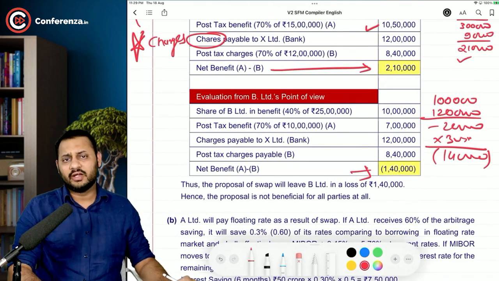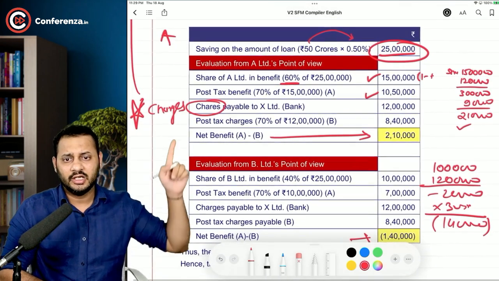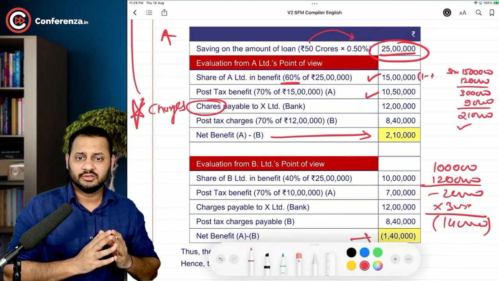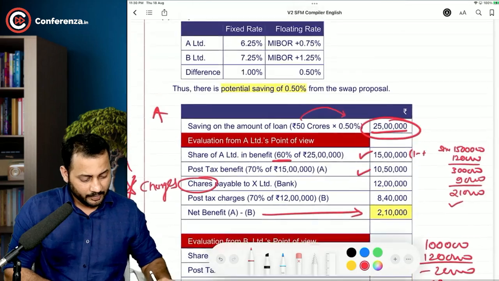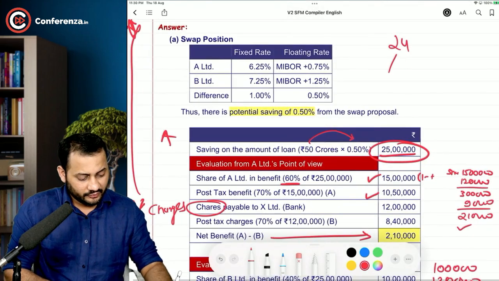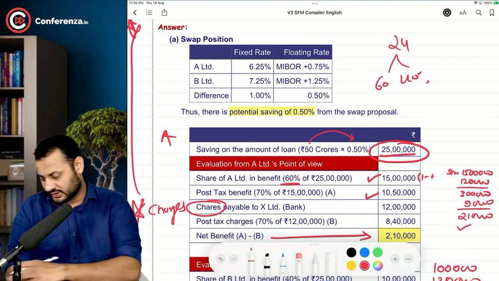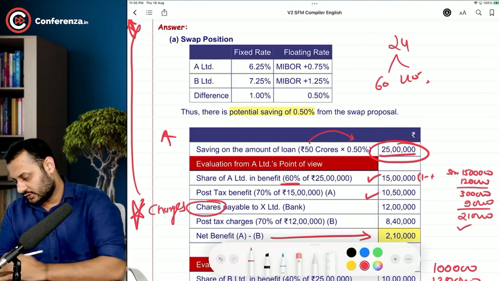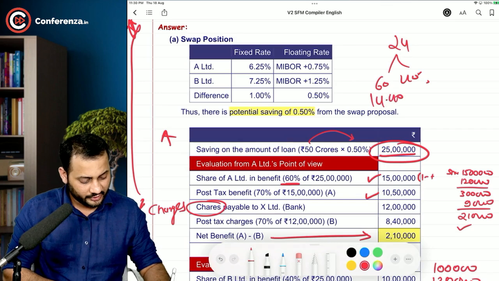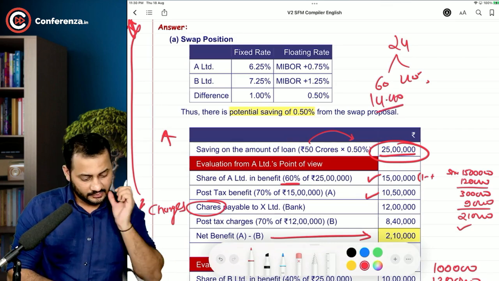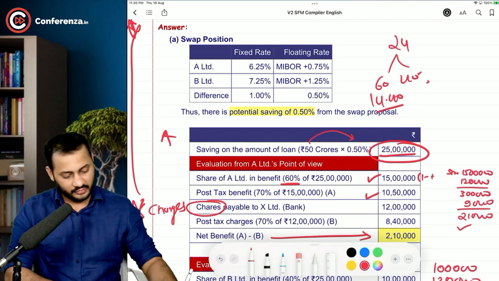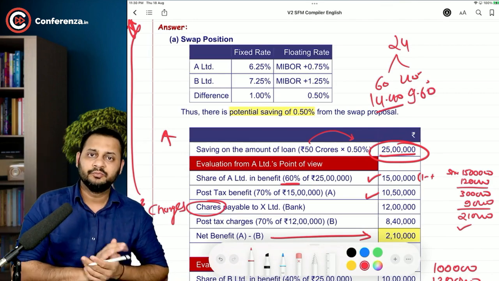And in fact, out of 24 lakh rupees of the charges, you can see 12 lakh and 12 lakh, he is charging 24 lakhs to both the parties. So my view is, out of this 24 lakh, 60-40 should be done. So 60%, that means he should charge 14,40,000 to A Limited, and the balance of 9,60,000 to B Limited.